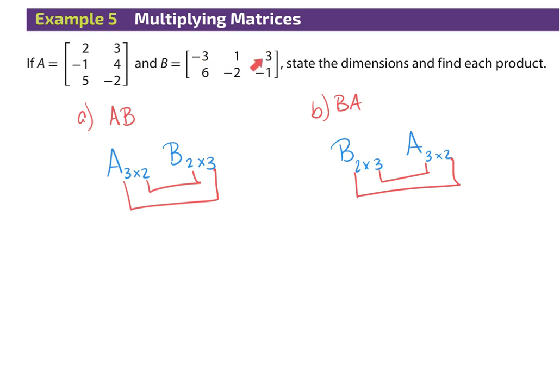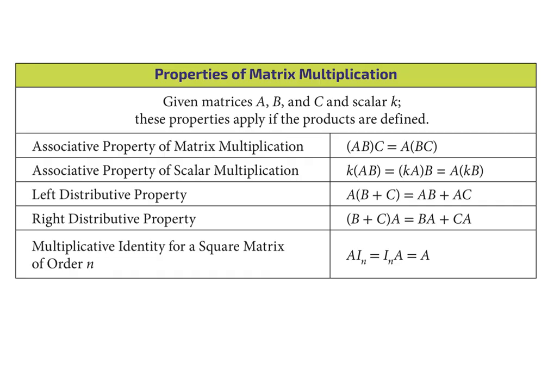When I do it the other way, it'll be row by column, because I'm actually doing it in a different order. All right, given matrices A, B, and C, and scalar K, these properties apply if the products are defined. So that's key. If the products are defined, it means make sure you can do them. So the associative property does work.